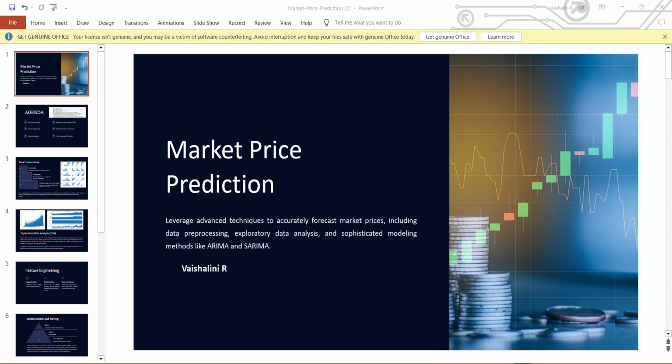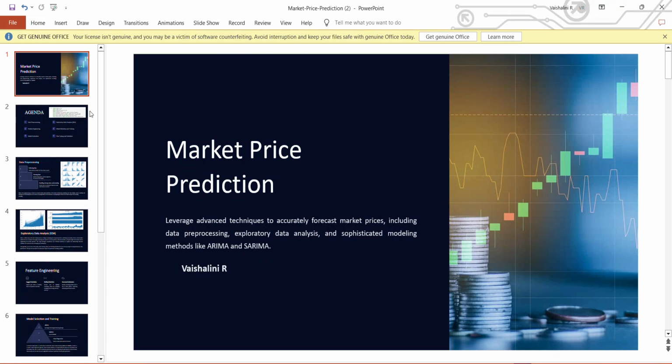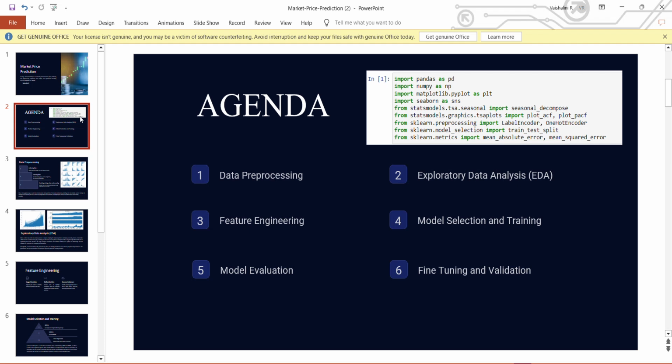The data set given by the company is this. The data set we are using here includes data on various commodities across different markets recorded monthly. Key columns in the data set include market, month, year, quantity, price minimum, price max, price mod, state, city, and date. The task involves several steps: data pre-processing, exploratory data analysis (EDA), feature engineering, model selection and training, model evaluation, and finally fine-tuning and validation.